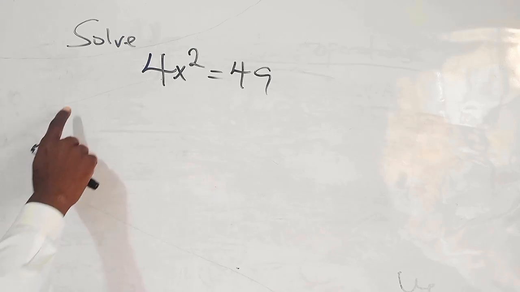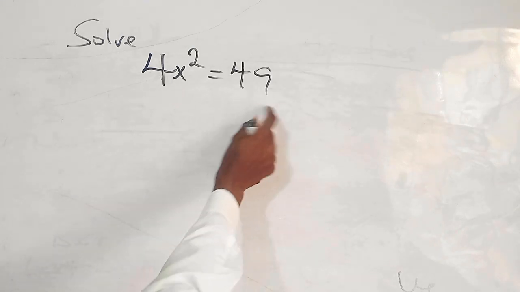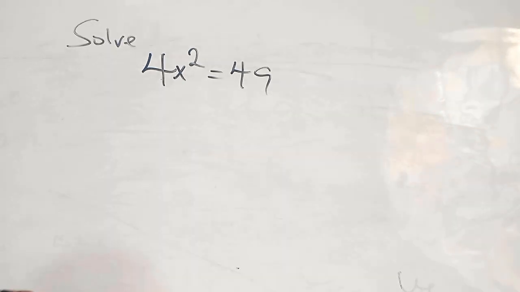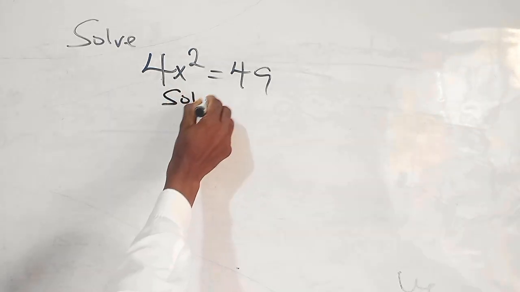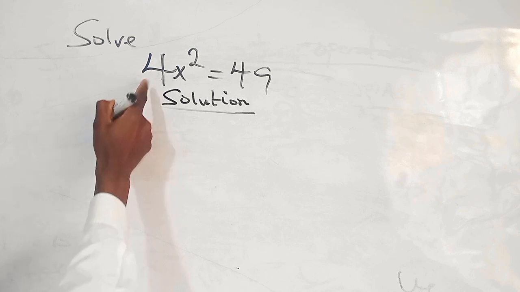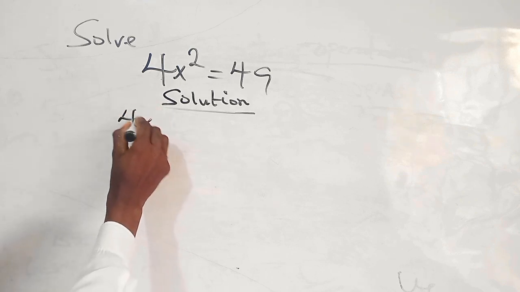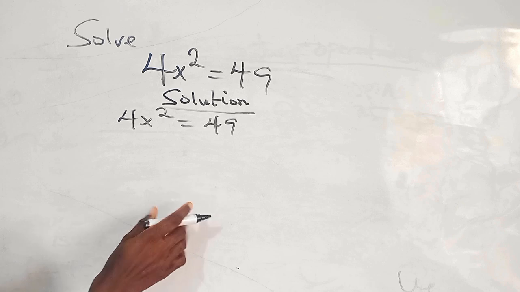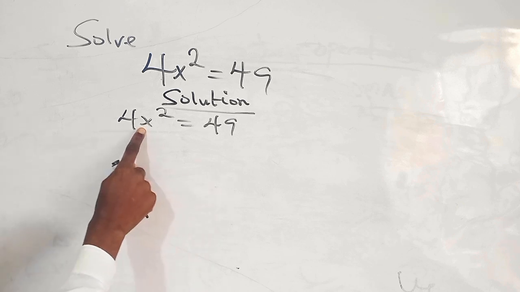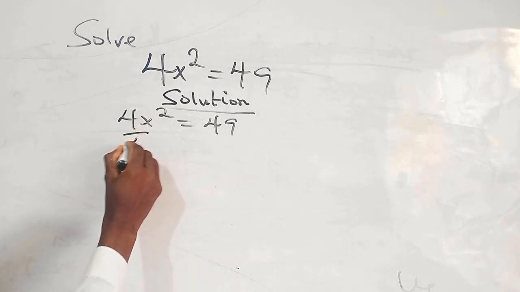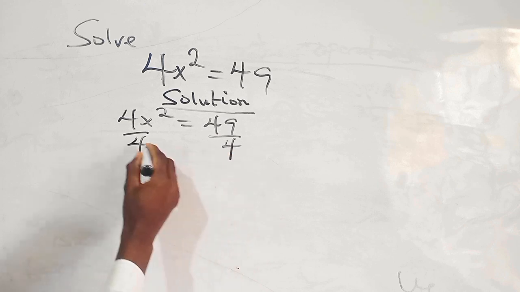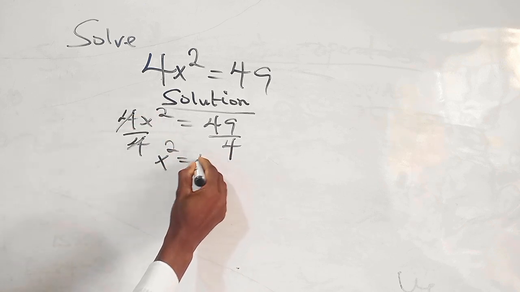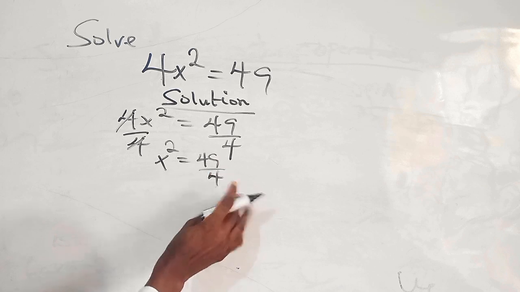The question says solve 4x squared equals 49. Solve for x. How do we determine x? Solution. So from here we have 4x squared equals 49. When you look at the coefficient of x squared, we have it as 4. So we can divide both sides by 4. So this is out. So we have x squared equals 49 over 4.